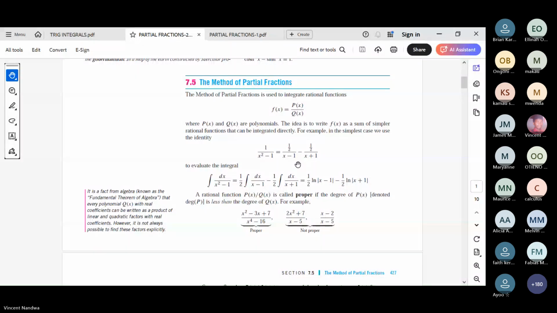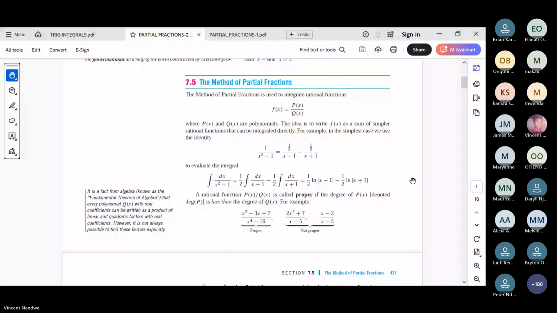You're not casting your screen. Come again? Are you able to see my screen? Yes, but not clearly. Take your projection nearer, it's very far. Zoom your screen. So are you able to see the slide I'm presenting, the method of partial fractions? Yes. Zoom. Okay, good.